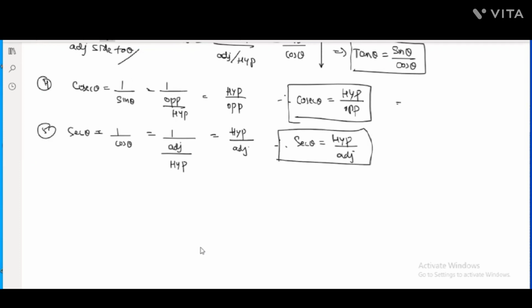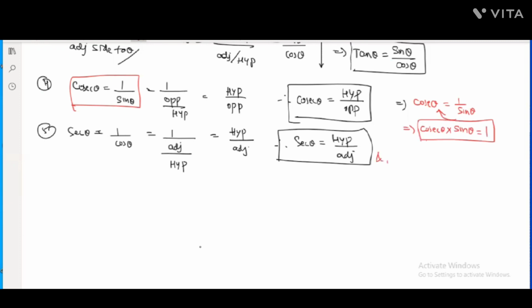In another way, how can we write this? Cosecant theta is equal to 1 by sine theta. That means cosecant theta into sine theta, when I multiply sine theta to this side, is equal to 1, since they are reciprocals. Similarly, secant theta is 1 by cos theta. When we multiply cos theta to this side, we get secant theta into cos theta is equal to 1. So this is the way to do it.